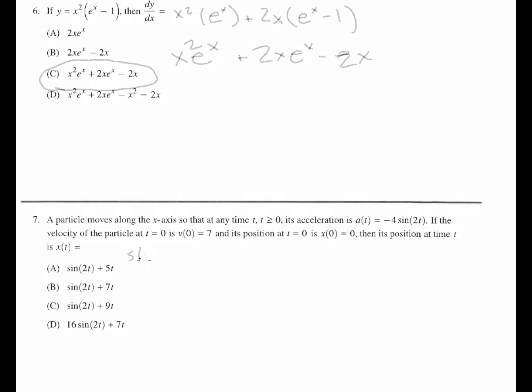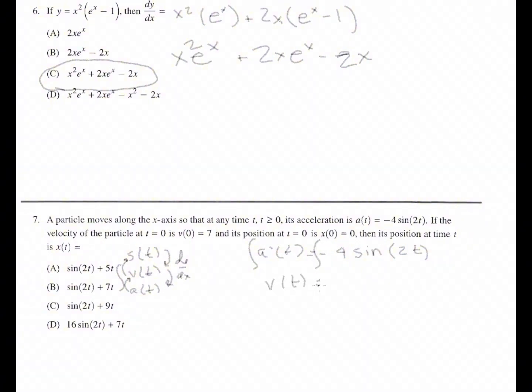For part 7, what I have to do is understand the relationship between the position function, the velocity function, and the acceleration function. If I work my way down, I take the derivative. If I work my way up, I take the integral. So the fact they give me the acceleration and they want a position, I'm going to have to take the antiderivative, or the integral, twice. So the integral of the acceleration gives me the velocity. The issue is I get plus C.